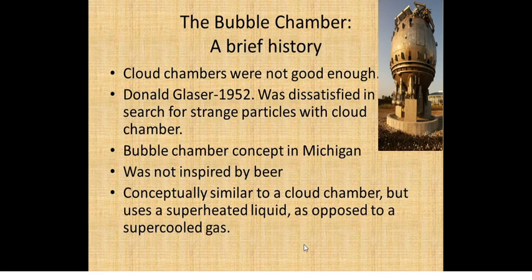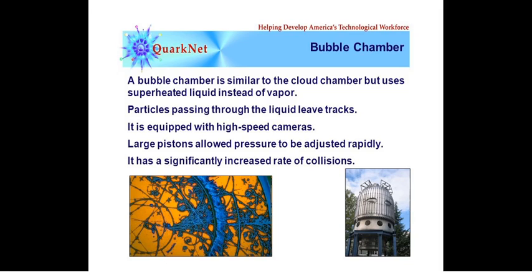But here in the bubble chamber we are using a superheated liquid. Superheated liquid means it is ready to boil, but it's not boiling. So it uses a superheated liquid instead of vapor as in a cloud chamber. Again, we are using this method for visualization of tracks of charged particles. See here in the picture you can see the blue lines. These blue lines are the paths of the charged particles. These particles passing through the liquid leave tracks, and these tracks can be photographed using high-speed cameras.